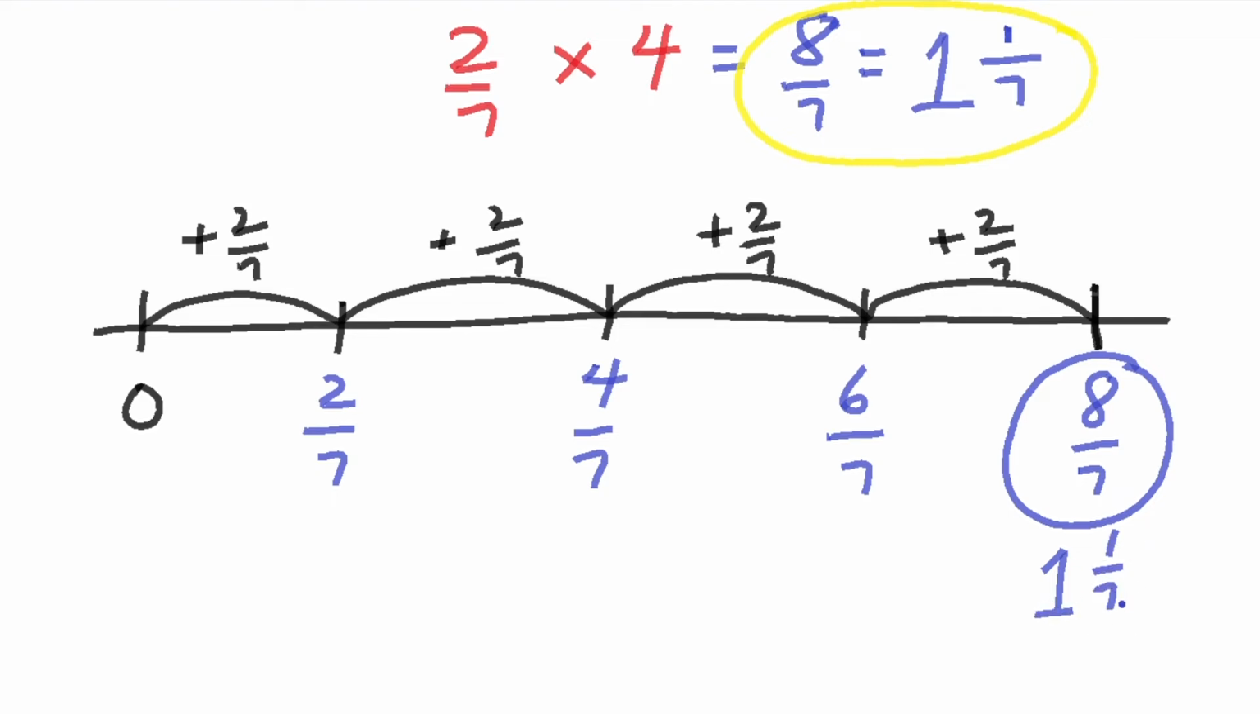Now, another way that you can verify that this answer is correct is think of it this way. Between 6/7 and 8/7, what do you have right here? That's right, it's 7/7. And you know that 7/7 is the same as 1. So if 7/7 is 1, then 8/7 must be 1 and 1/7.